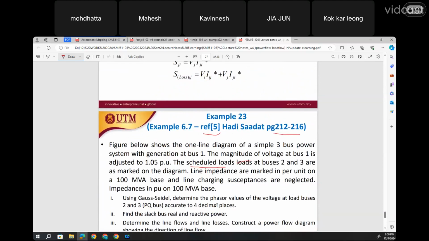XL, I would say. All right. The line impedances are marked in per unit on 100 MVA. Okay, what is this 100 MVA used for? Actually, this is your S base. Okay? Your S base.